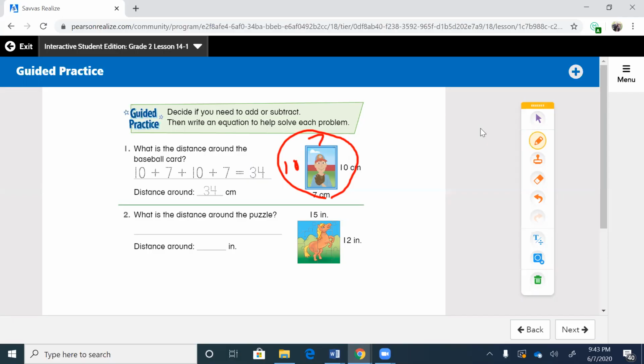So let's practice with this one. A horse puzzle. What is the distance around the puzzle? That's the perimeter.